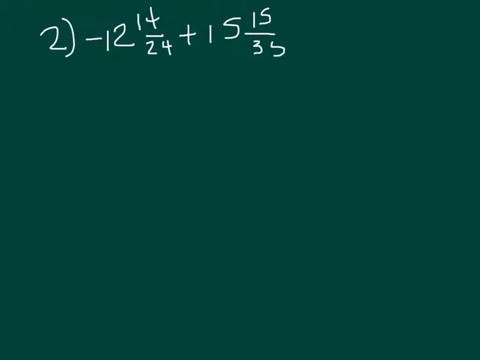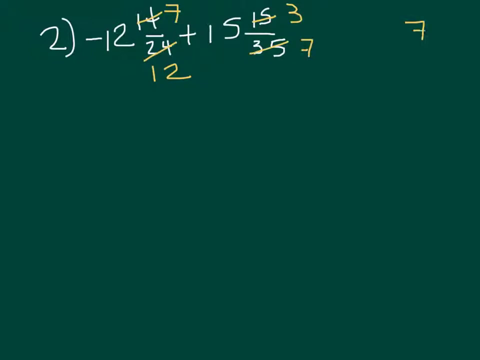Problem number 2. Minus 12, 14 over 24, plus 15, 15 over 35. Can I reduce or simplify any of the fractions? Yes, into 2, 7, into 2, 12, into 5, 3, and into 5, 7.